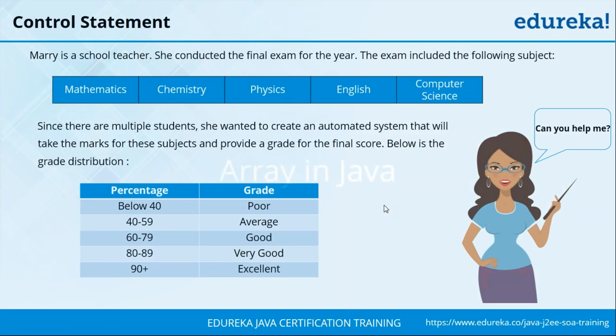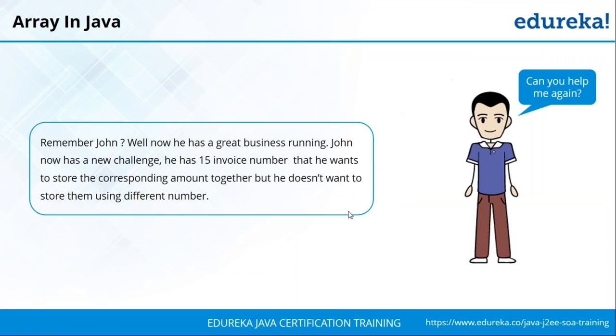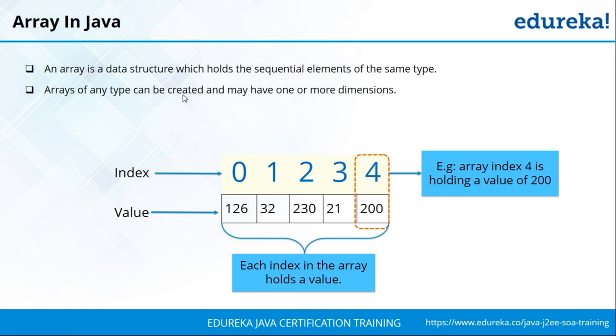So moving forward, we're going to talk about the next concept, that is arrays in Java. So remember our good old friend John? John is facing a new problem now. Now John has 15 invoices that he wants to store with the corresponding amount, but he doesn't want to store them as different numbers. Now to solve John's problem, we have a data structure that is array.